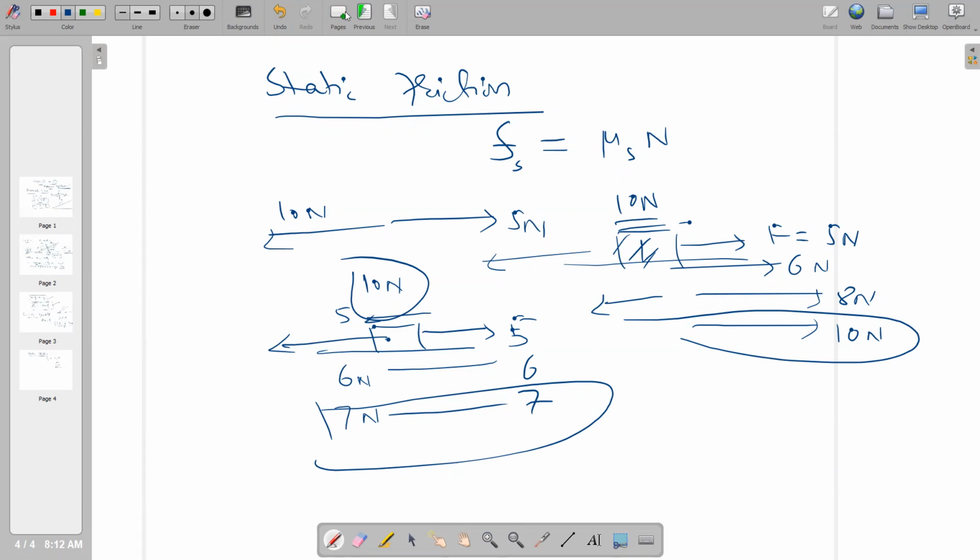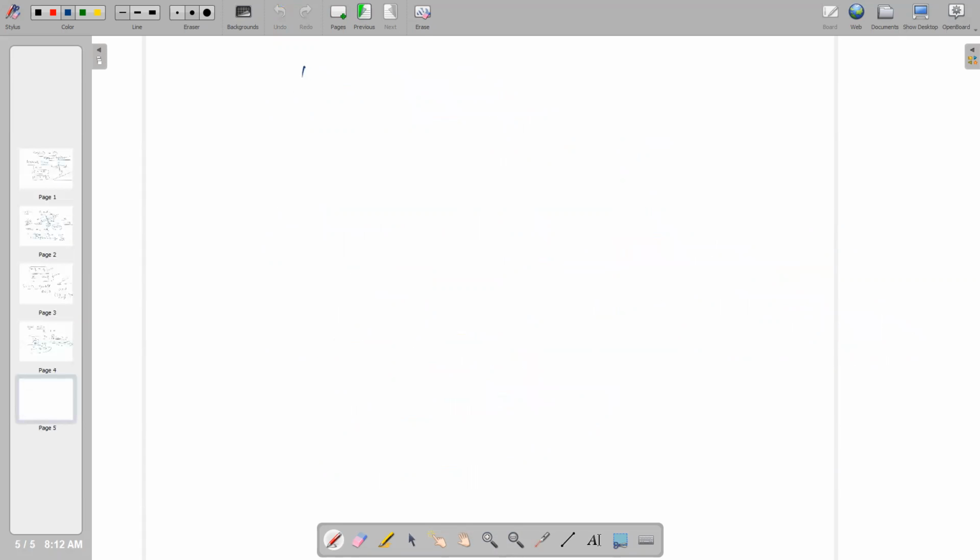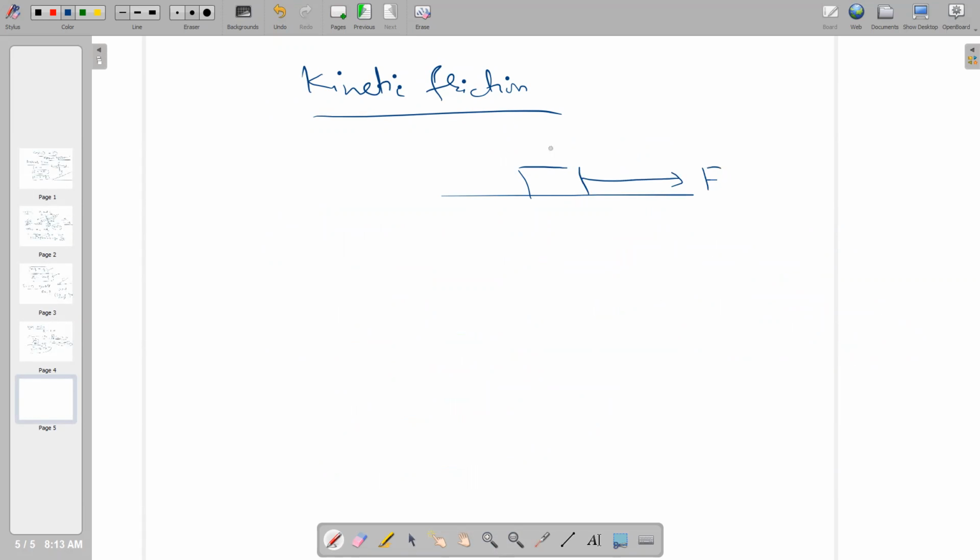Okay. After this, kinetic friction. In kinetic friction, you remember that the body is moving. The body is moving now in this way, and the frictional force is in this way. So this is very simple: the applied force minus the frictional force is equal to the net force. In this way, you can solve these problems.